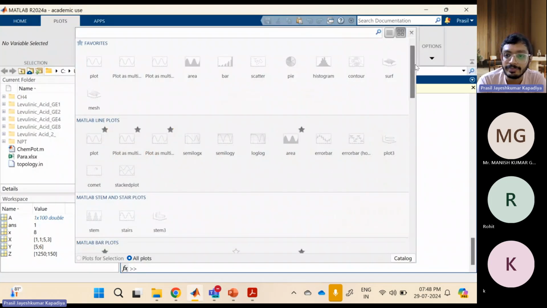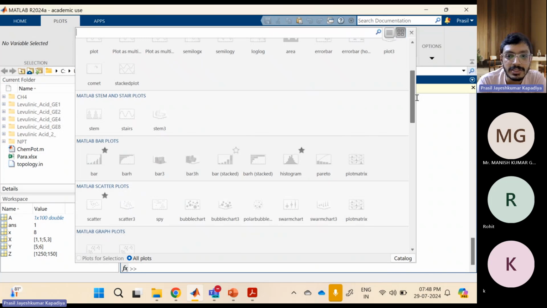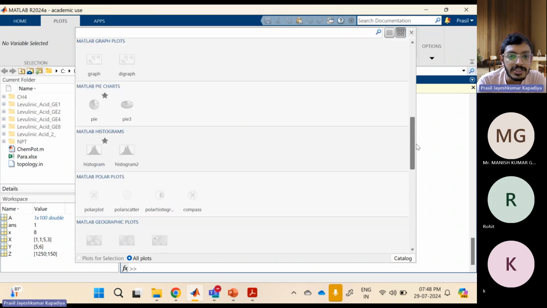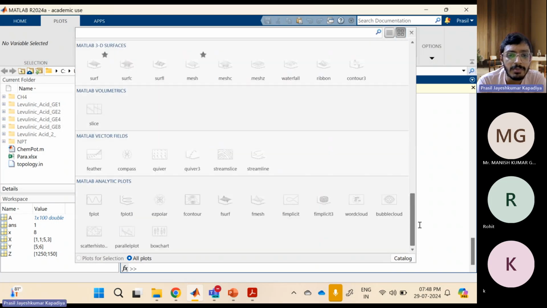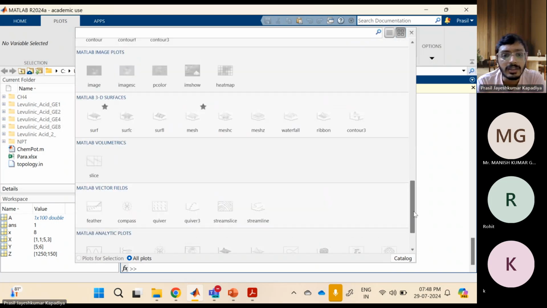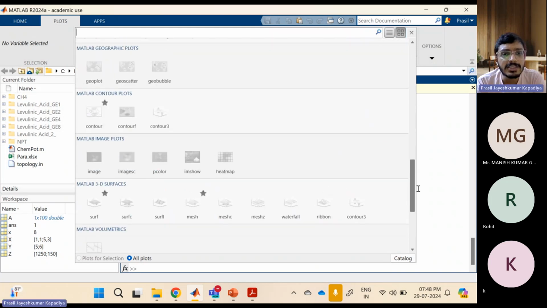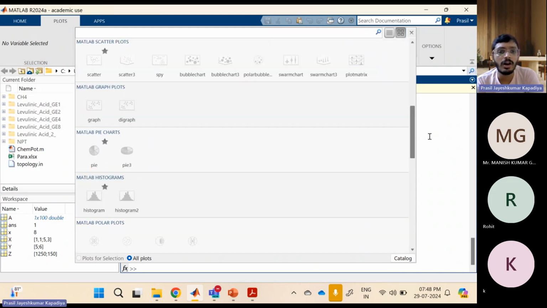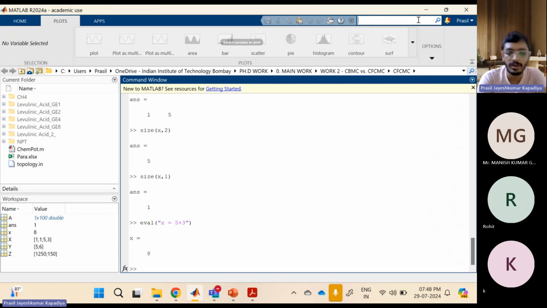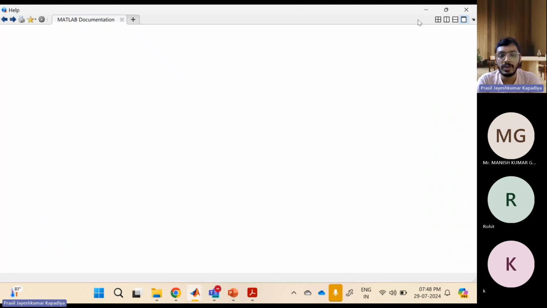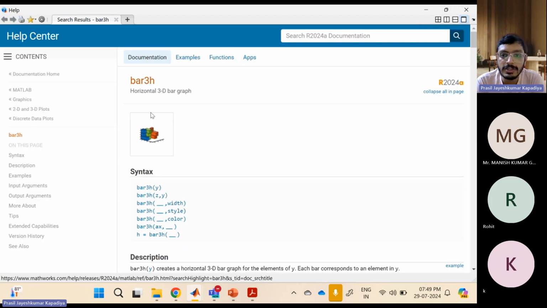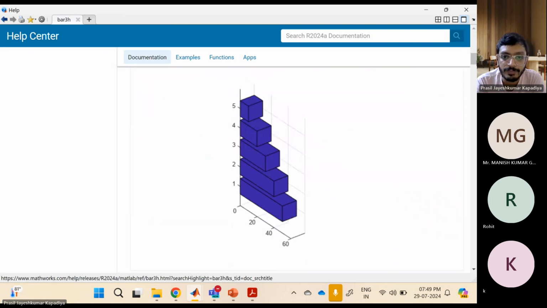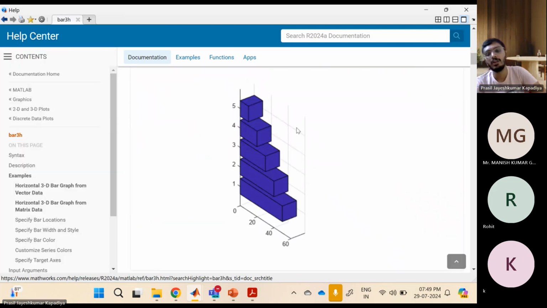Bar3h. So where is bar3h? Is there any bar3h? Can anyone see bar3h? Bar3h is nothing but a bar graph in a horizontal way. Let me show you here. Bar3h. It will be loading. So when I write bar3h, it will give me a horizontal three-dimensional bar plot. So this is how it looks.